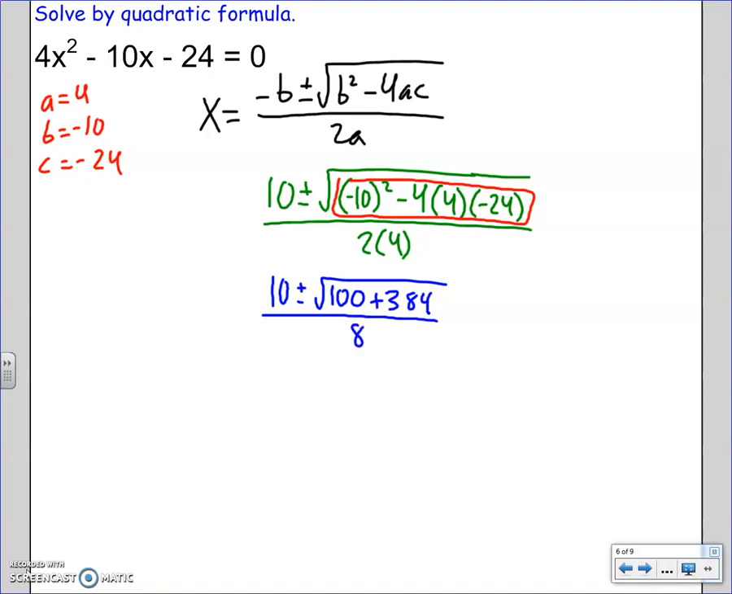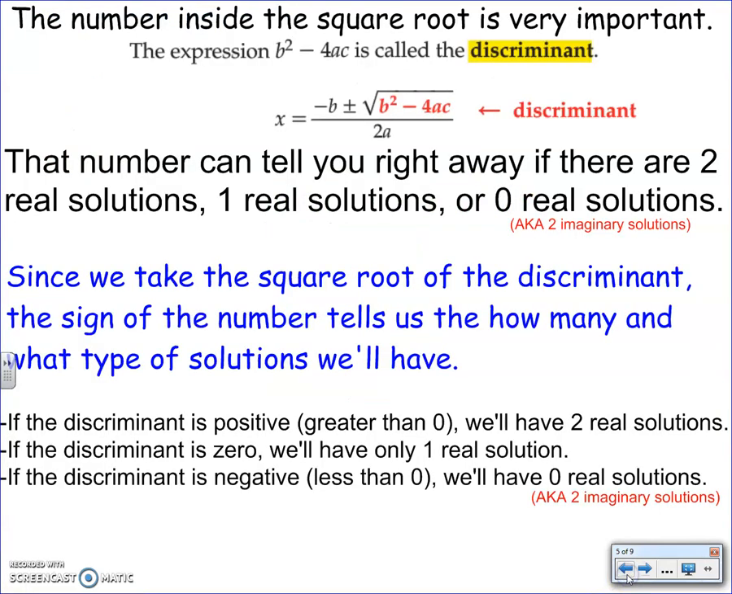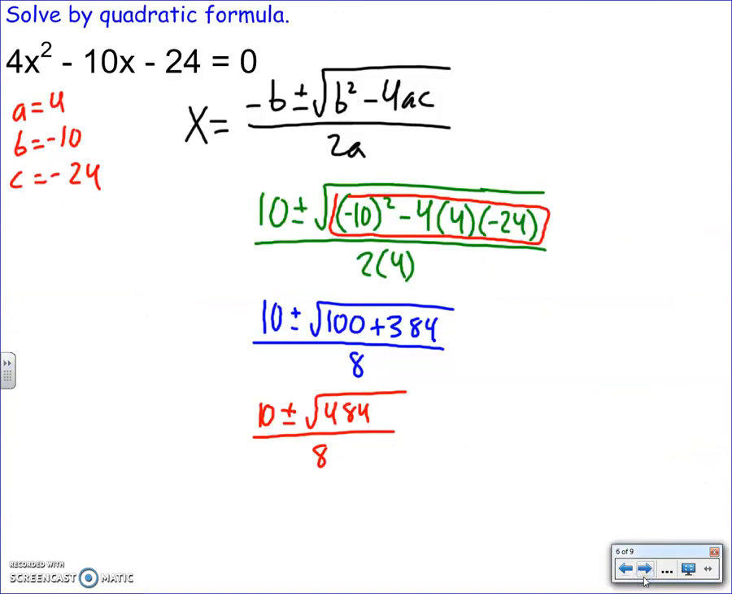I'm still working inside the square root sign, so I can combine that. 100 plus 384 is 484. Alright, so right now I just found the discriminant is 484. Because it's positive, I know there's going to be 2 real solutions. So we have 2 real solutions because it is greater than 0. Alright, I'm now going to try to square root 484. I have a calculator for that. It says it is 22.